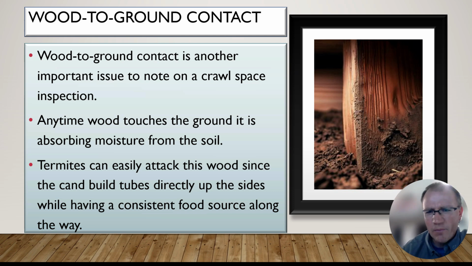So many of you have probably seen this where you got some wood to soil contact, and many times, depending on where you're at in the country, you're going to see termites kind of working their way up the wood through the tube. So keep in mind, wood to ground contact is something that you're going to want to note on your inspection sheet, but it's also something that has to be taken care of. It's definitely going to do nothing good in the future, whether it's termites, whether it's wood rot.